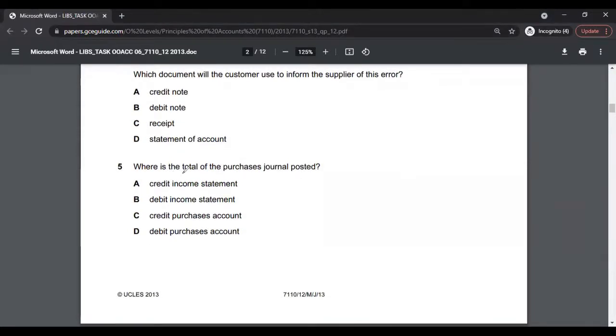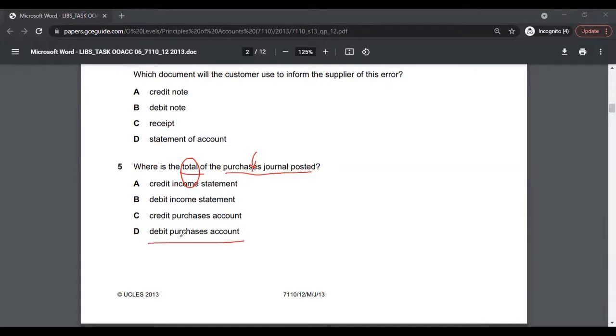Multiple choice 5. Where is the total of the purchases journal posted? The total of the purchases journal is posted on the debit side of the purchases account. So the answer to multiple choice 5 is option D.